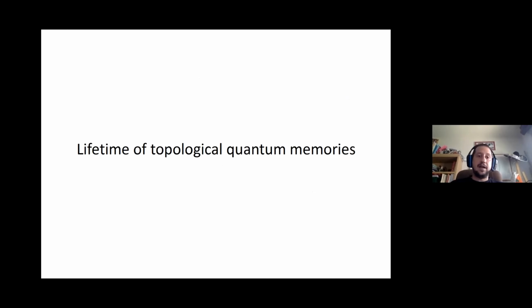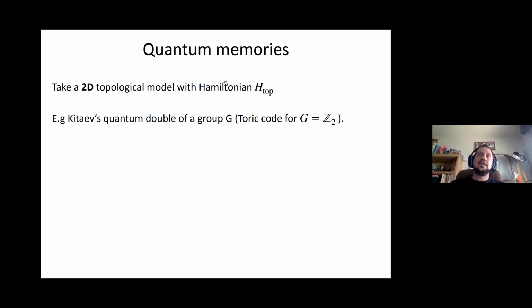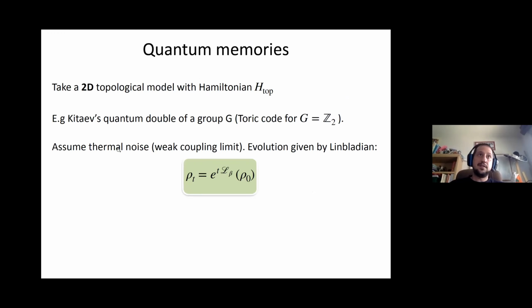Okay, so now it's time to go back to the original question of how to estimate the lifetime of topological quantum memories. As I said, one needs some topological Hamiltonian, and we are focusing on 2 dimensions. So let's take a 2-dimensional topological model with some Hamiltonian, for instance, Kitaev quantum double models of a group, or in particular, the toric code for G equals Z2. As we said, what we are assuming always is thermal noise in the weak coupling limit, and therefore the evolution given by the noise is given by a Lindbladian, which is the Davies generator. So if we start at time 0 with some encoded qubit in the memory, and I let the time evolve under this Lindbladian, I'm interested to see how long it takes for the memory to be destroyed.